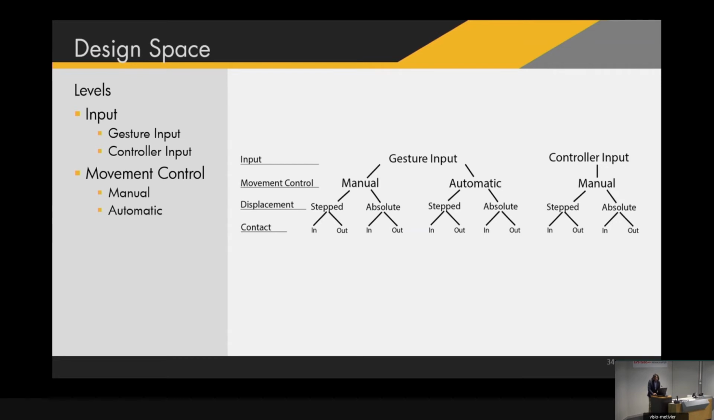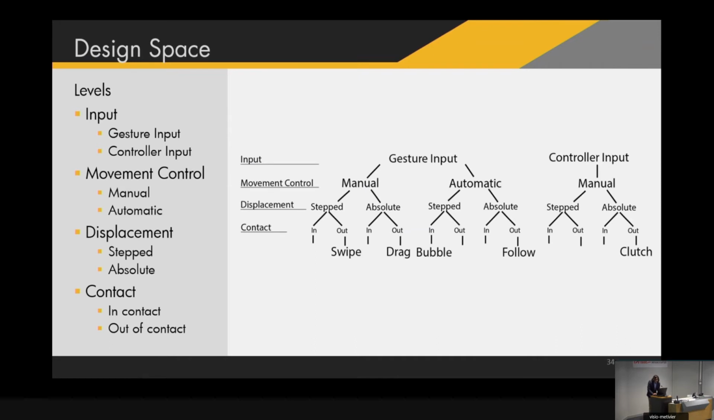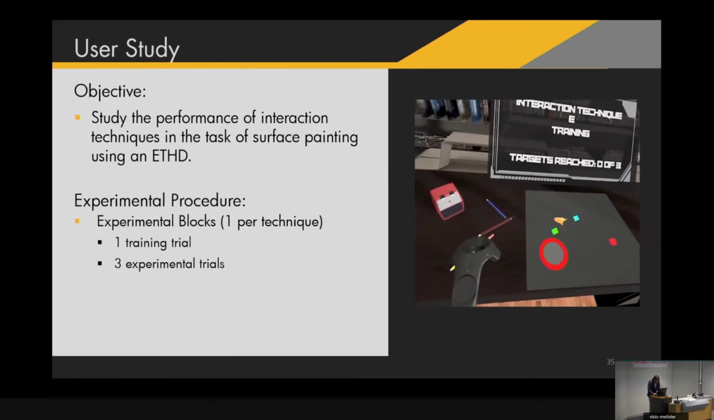We have movement control for actually manually displacing the ETHD, telling the ETHD to go to the desired position, or it can be done in an automatic way. The displacement can be stepped, or it can be in an absolute straight shot. And contact: whether users are in contact with the ETHD while it's moving, or out of contact while the ETHD is moving. Based on these combinations, we created the interaction techniques that I mentioned before.